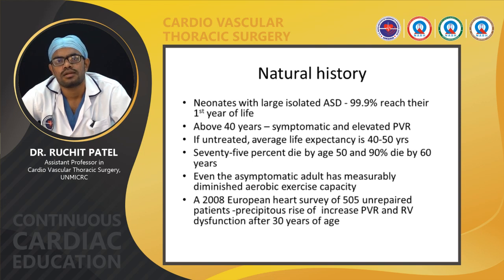Even the asymptomatic adult has decreased aerobic exercise capacity, and in a study by the European Heart Survey in 2008, they found that there is a precipitous rise in pulmonary vascular resistance and RV dysfunction occurs after 30 years of age.